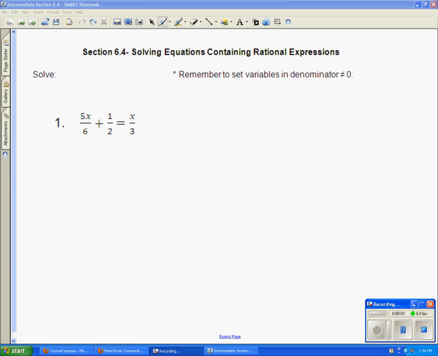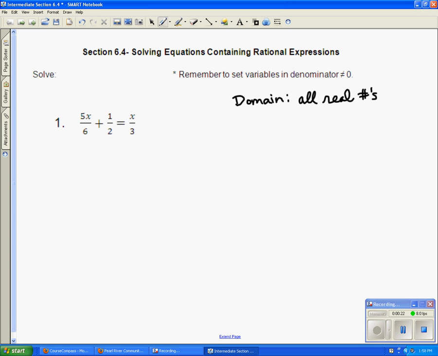Section 6.4, we're going to be solving equations containing rational expressions. The first thing we want to do is talk about our domain. In this one, our domain has no limitations, so it's going to be all real numbers. After that, we are looking for a least common denominator. So our least common denominator for number 1 is a 6. So we multiply everything by a 6 so we can get rid of all the fractions.